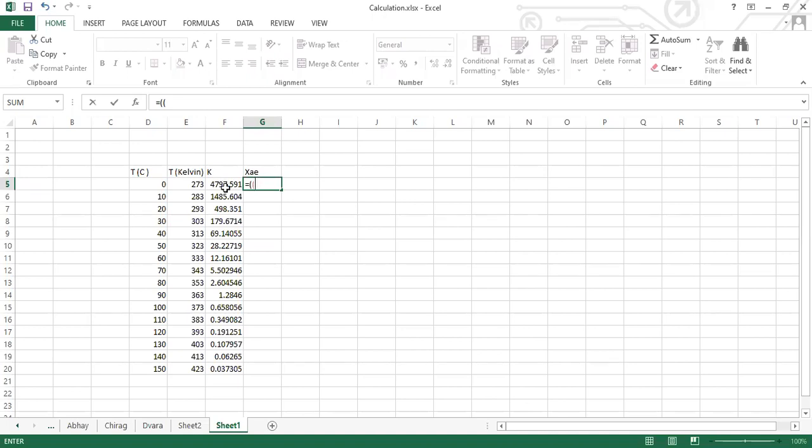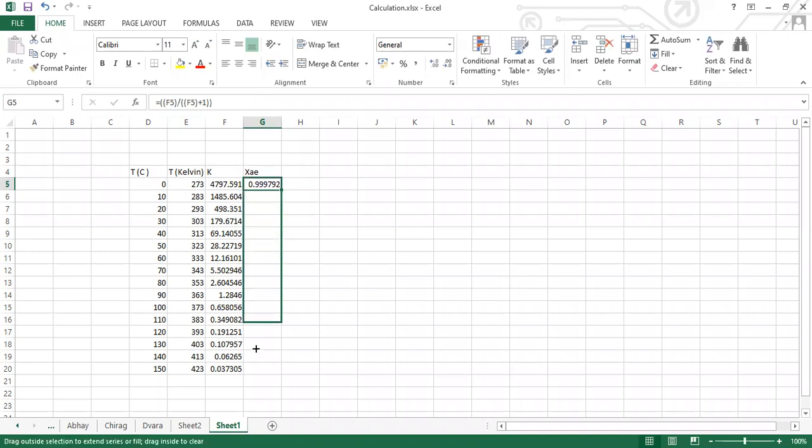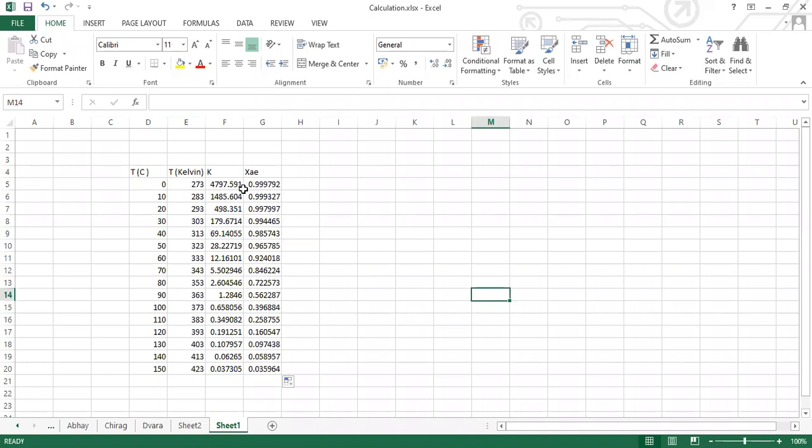from this K, divided by this value, plus 0.99. So if I drag this one, we have to draw the X_AE versus T graph. X_AE versus T graph.